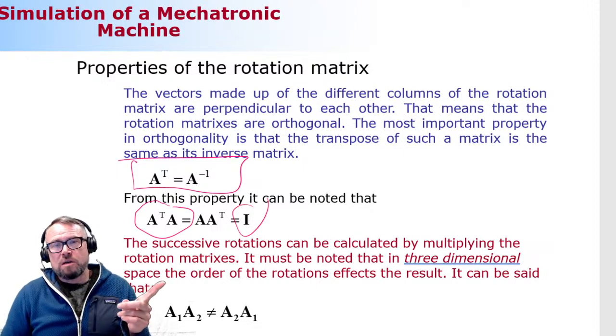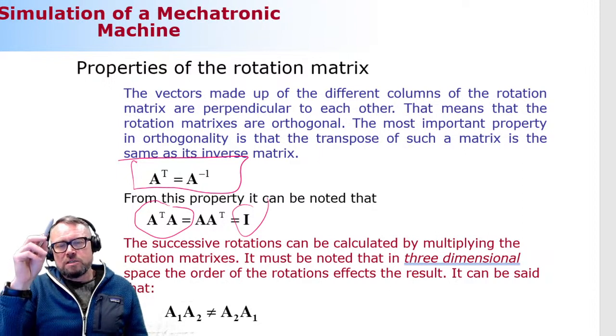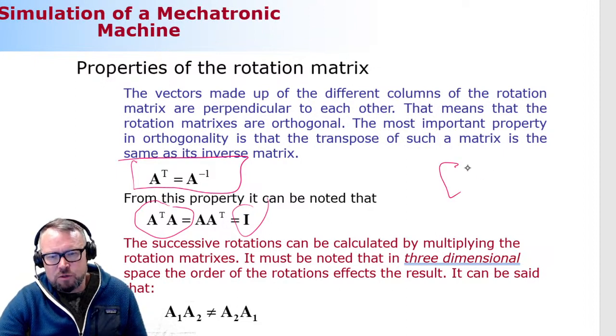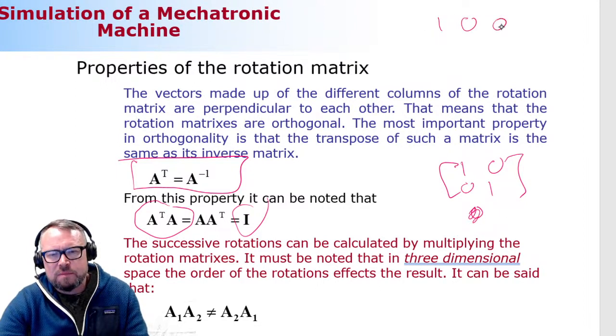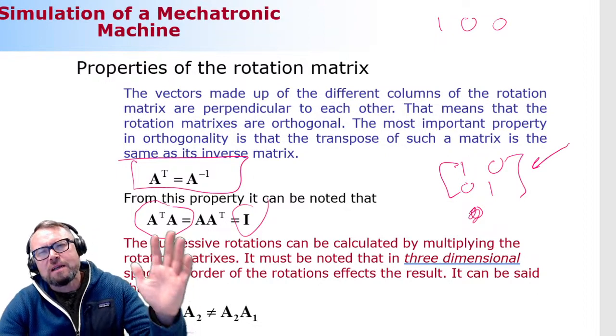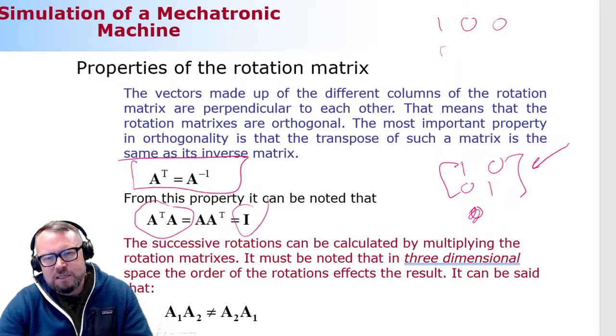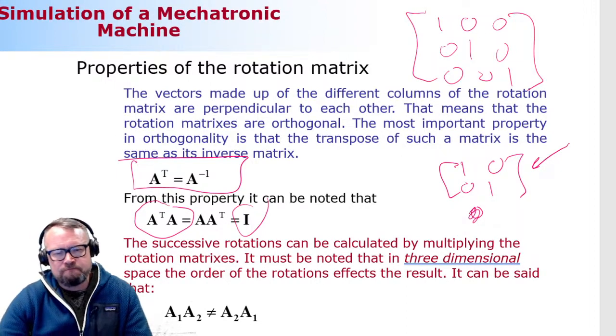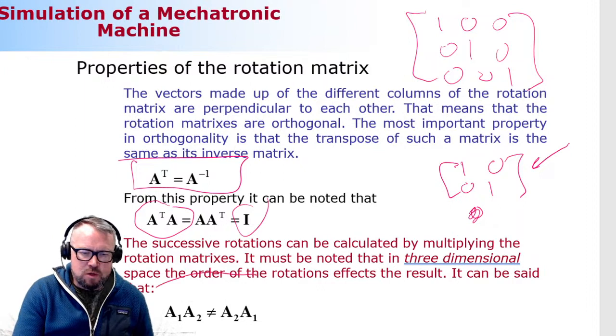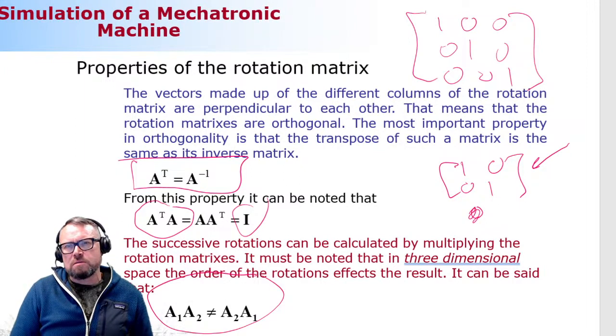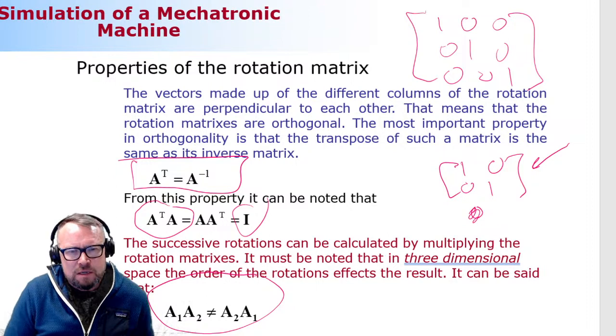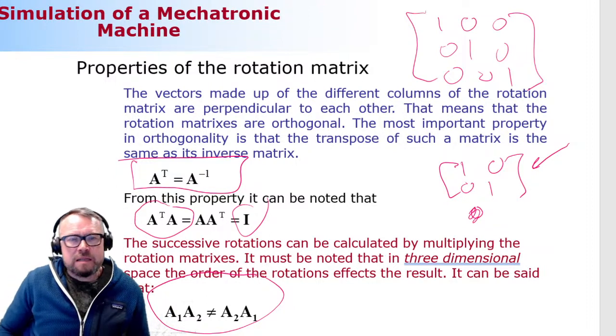An identity matrix is a matrix which is 0 except the diagonal components are ones. This is the 2 by 2 identity matrix. This is the 3 by 3 identity matrix. And in three-dimensional space, the order of rotation cannot be changed. This is something that you cannot play with. And the game is on.